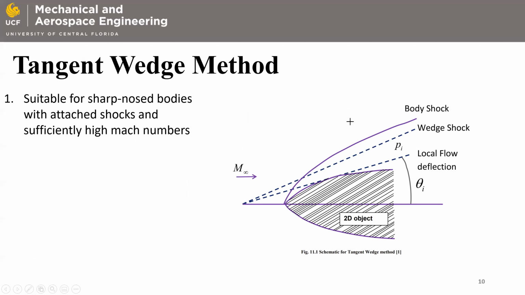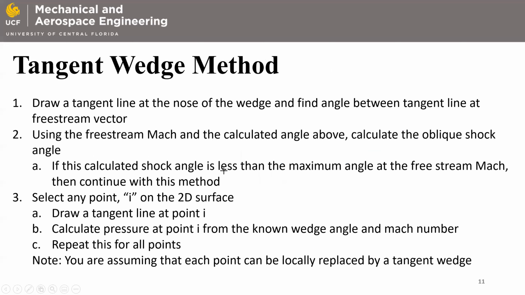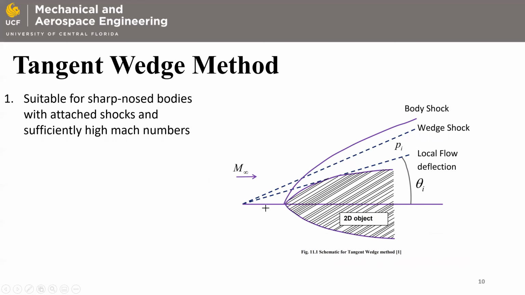This next method is, I think, even more interesting. It's the tangent wedge method. You can sort of see an outline of what it does here, but it's suitable for sharp-nosed bodies that have attached shocks and are at sufficiently high Mach numbers. In this one, you're iteratively solving for the pressure distribution around the sharp-nosed body, and you're assuming that each point along the body can be locally replaced by a tangent wedge. I'll go over what a tangent wedge means. The first method would be you draw a tangent line at the nose of the sharp nose right here. So you would draw like right here.